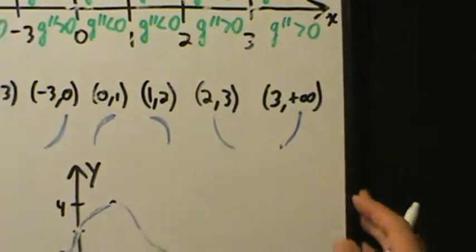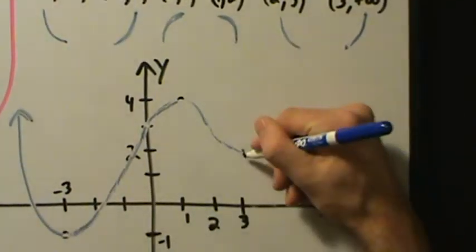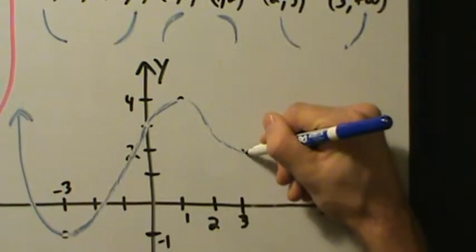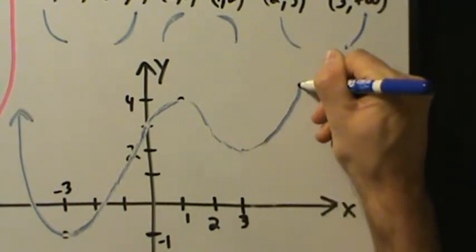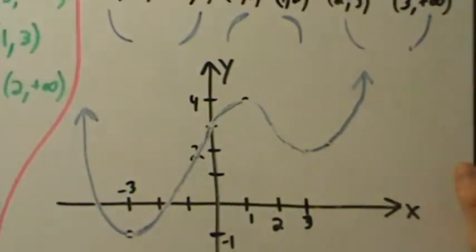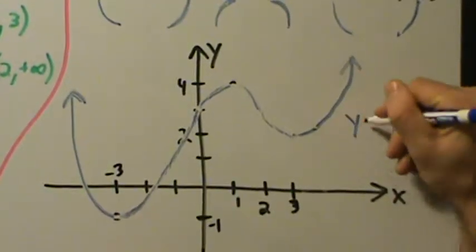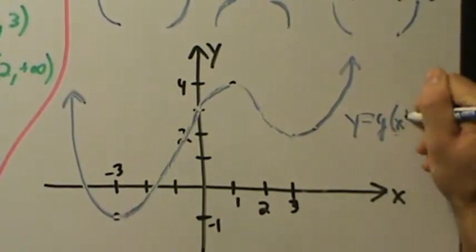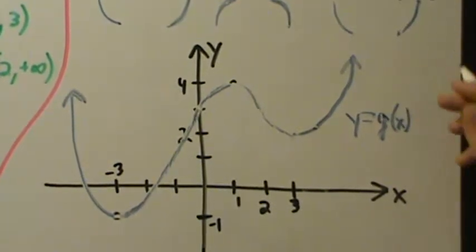So this next piece, we're just going to take that and put it over here. From 3 to infinity, we're increasing and concave up. And how do we know how steep it is? Again, we don't, but it doesn't really matter. It's just a rough sketch. And this is our function y equals g of x. Okay, so that's it for example 2.